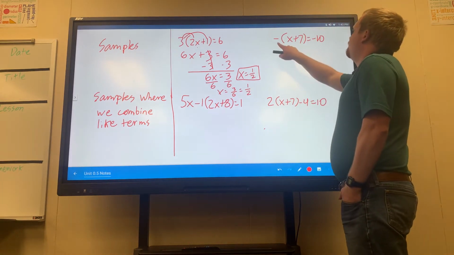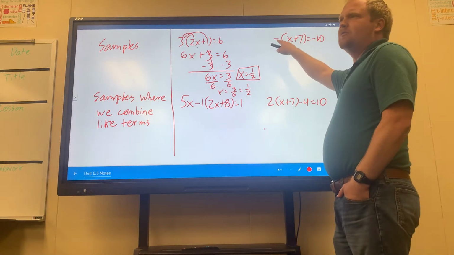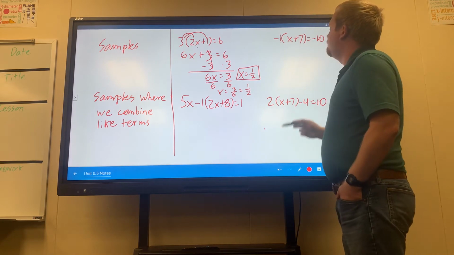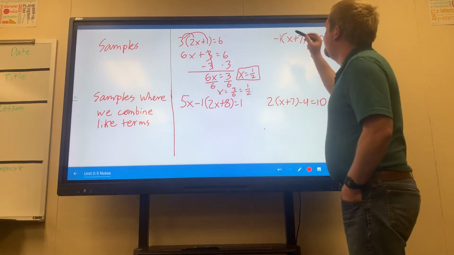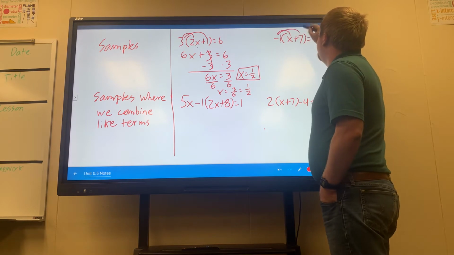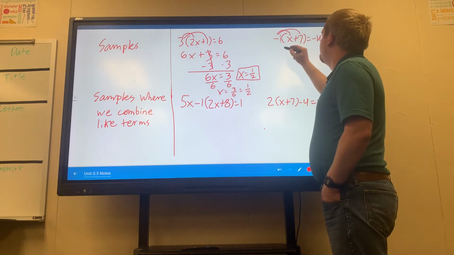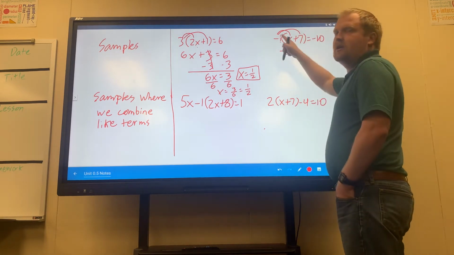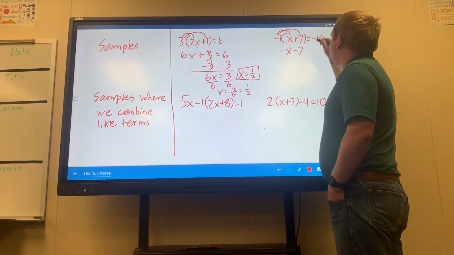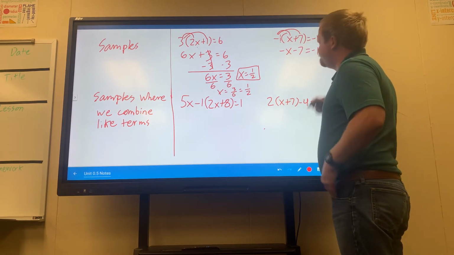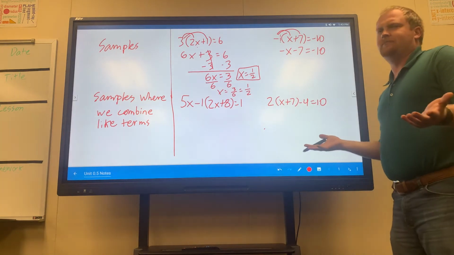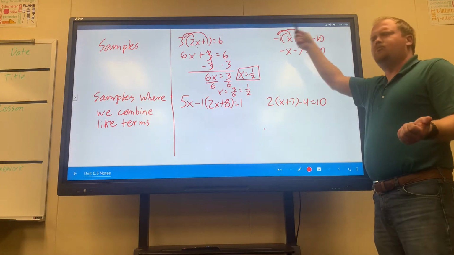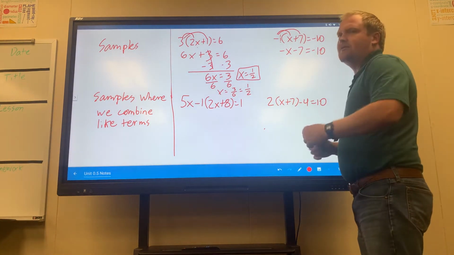Now, here's what's different. I got a negative out in front. So what am I supposed to do with that? Well, remember, it's just like an imaginary 1 in front. So really, I'm distributing the -1 to both the x and the 7. So I'm doing -1 times x, which is negative x, and -1 times 7, which is -7. So then all I gotta do is just solve it, okay? Even if I have a negative, I can just distribute the negative. Now I'm gonna go back to solving it.